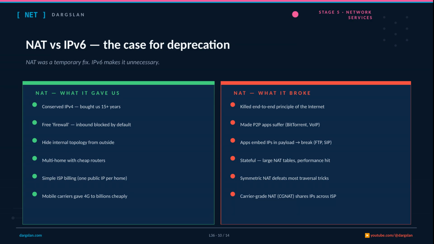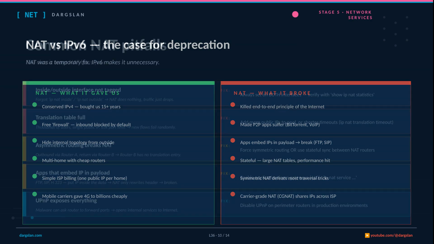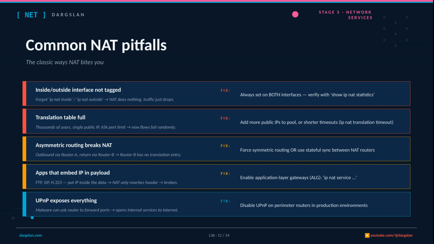But the cost was real. NAT quietly killed the end-to-end principle the internet was built on, broke protocols that embed IPs in their payload like FTP and SIP, forced P2P apps into elaborate workarounds, and at carrier-grade scale, it now shares a single public IP across thousands of subscribers, taking even the illusion of an address away from the user. With that honest accounting behind us, let's look at where NAT actually trips engineers up in the field.